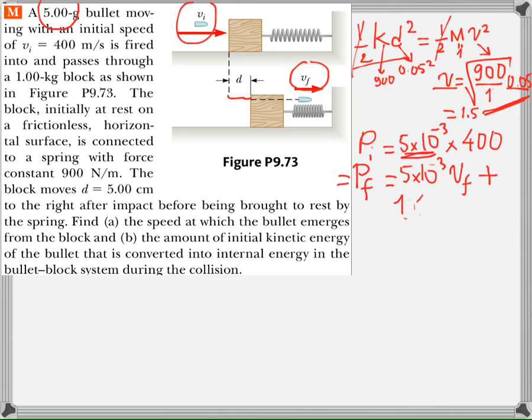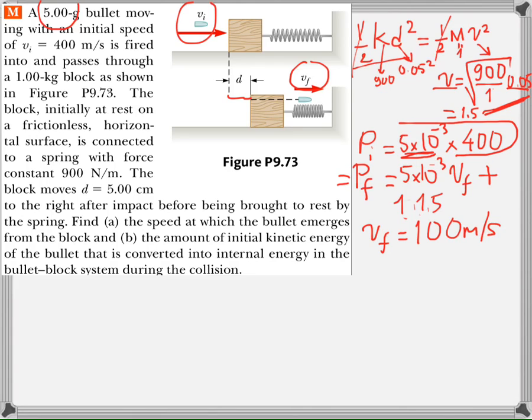So 1 times 1.5 meter per second. So from this, what is V final then? It is 5 times 4, 20, and 2 zeros makes it minus 20. This is 2, right? Is it 100? V final is 100 meter per second. Okay.